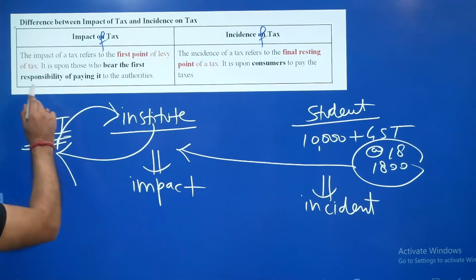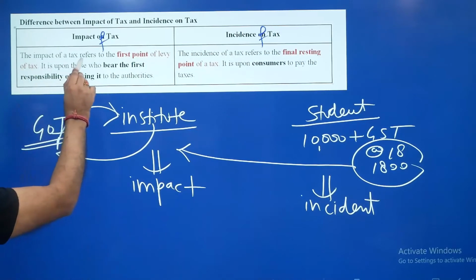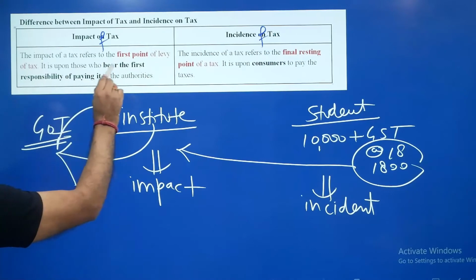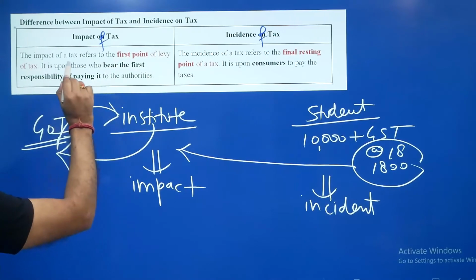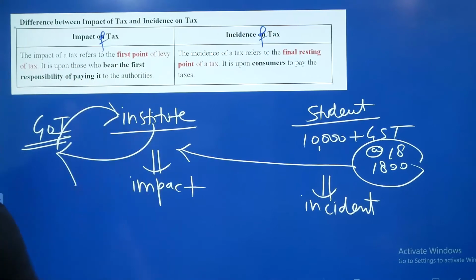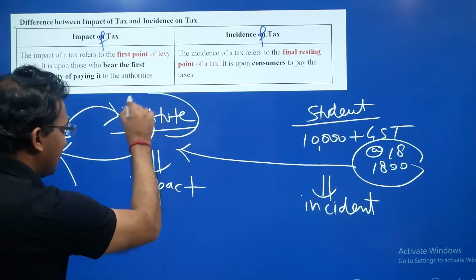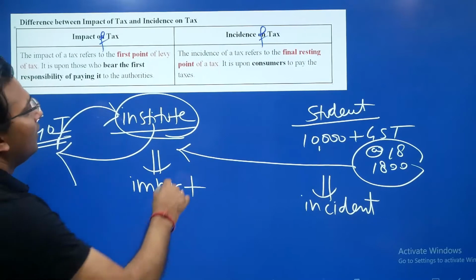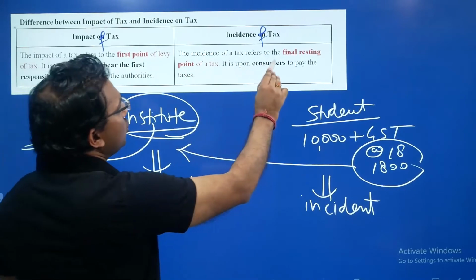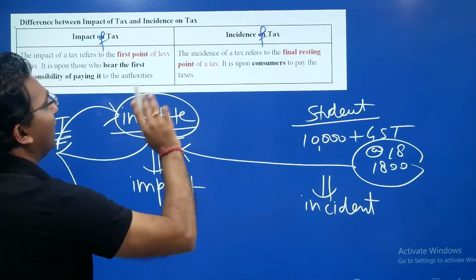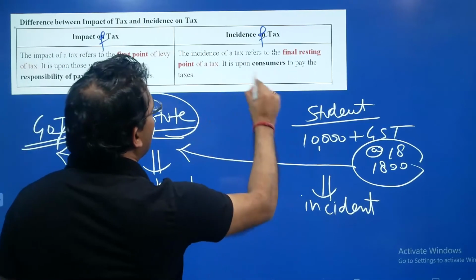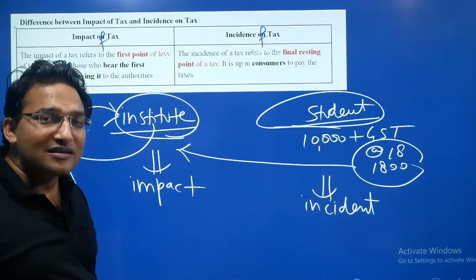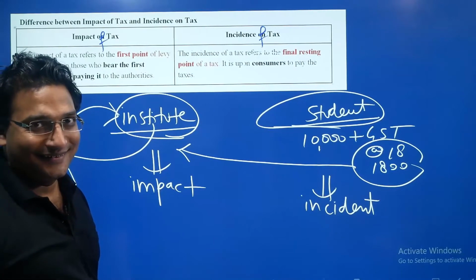So you can see over here, the impact of a tax refers to the first point of levy of tax. It is upon those who bear the first responsibility of paying it to the authorities. So in this case, institute is responsible to the authority, to the government. The incidence of a tax refers to the final resting point of the tax. It is upon the consumer to pay the taxes. So in this case, student is the consumer and student is the final resting point.